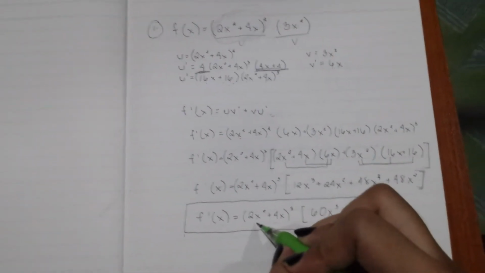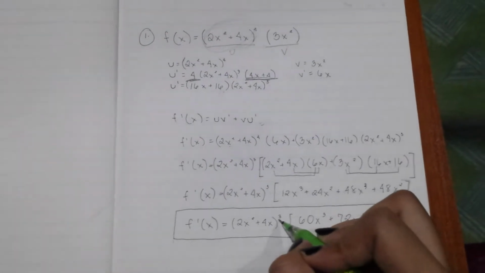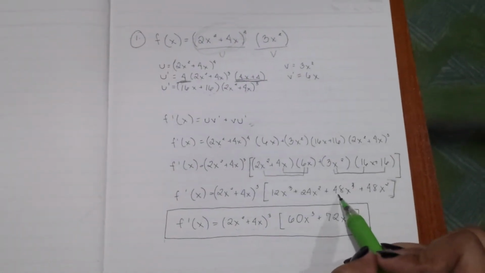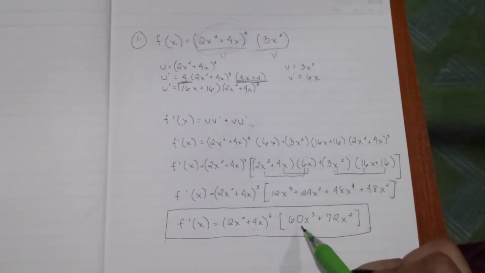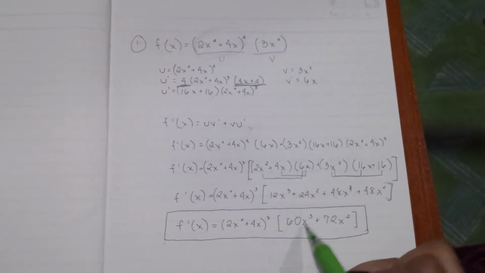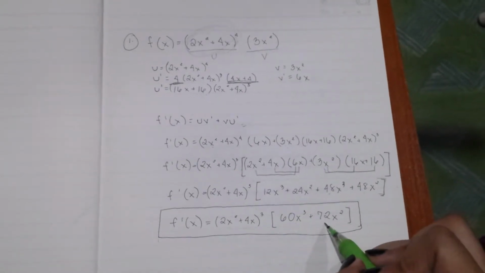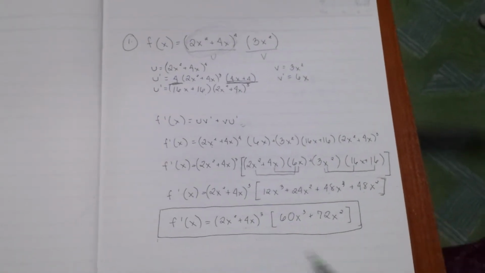So copy (2x squared plus 4x) raised to 3, and then add 48x cubed and 12x cubed, so we have 60x cubed. And then add 24x squared and 48x squared, so we have 72x squared. So that is the final answer.